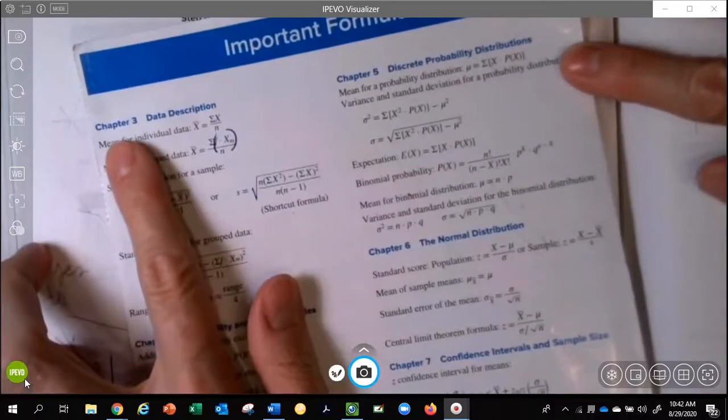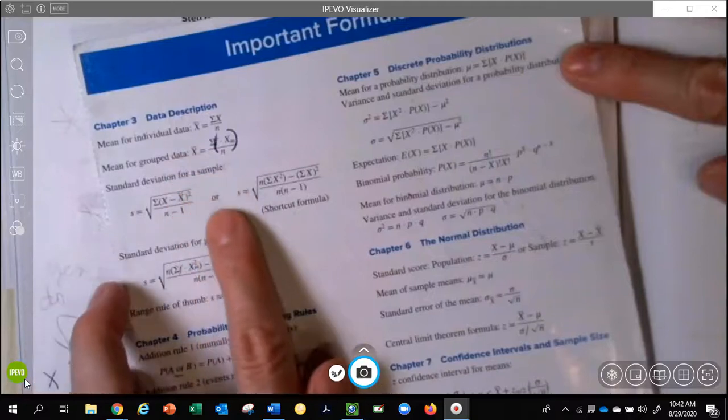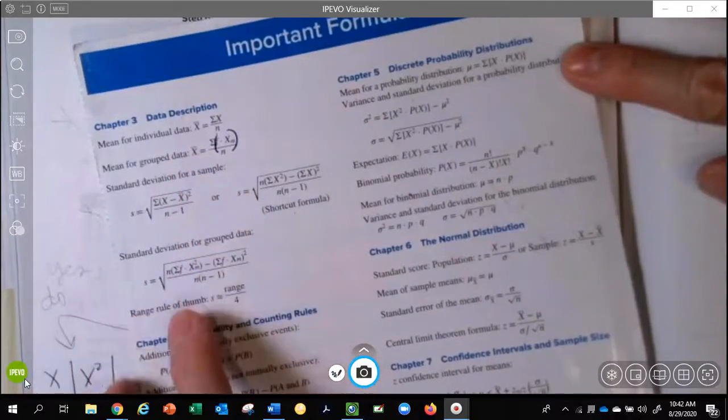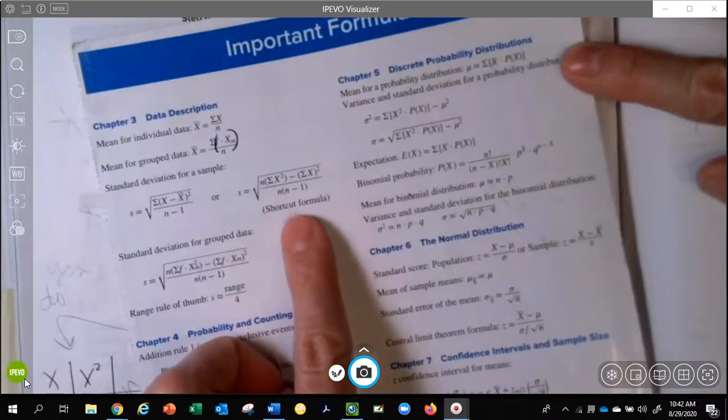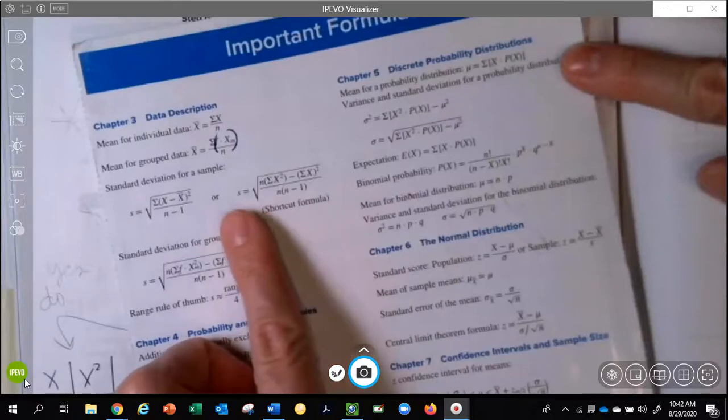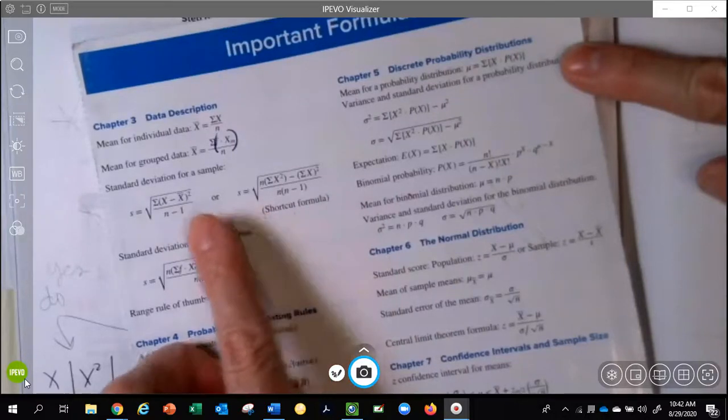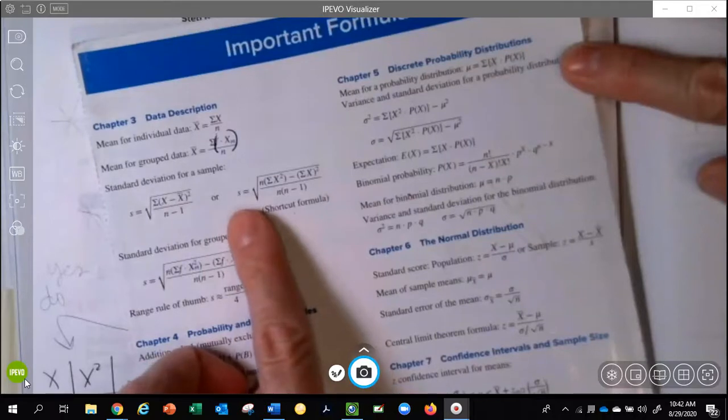And so I'm right here at Chapter 3, and you see some information that you've already been looking at, but then right here there's a shortcut formula. That's the one we're going to be talking about in this video. You see that there is an S. You've already talked about it. You've been talking about variance and then standard deviation.